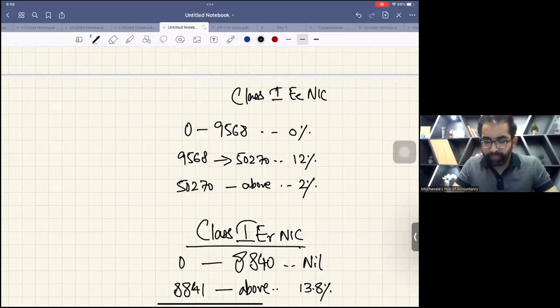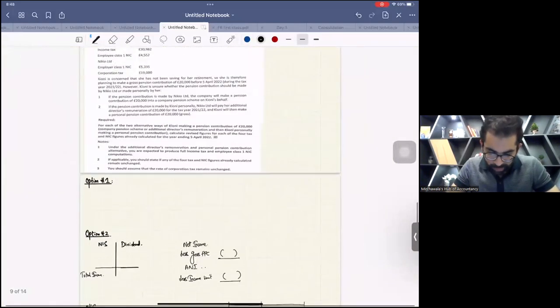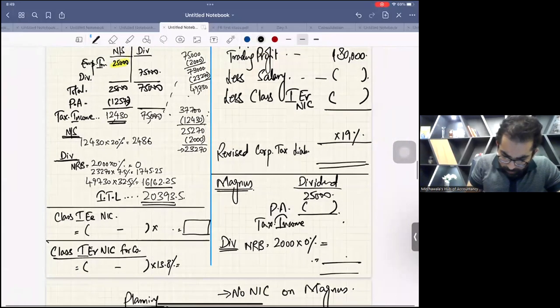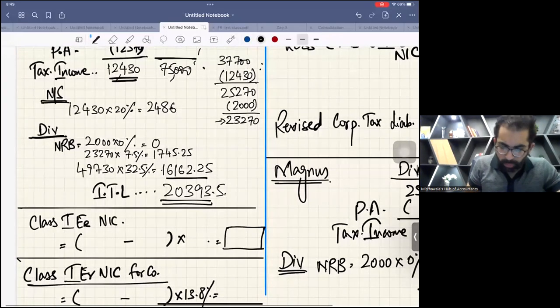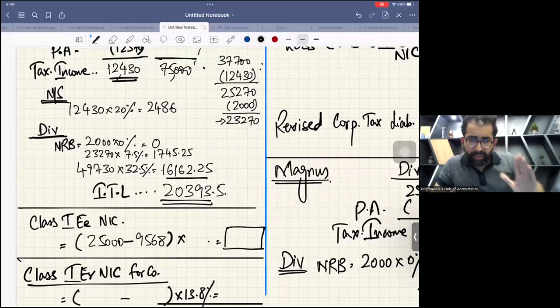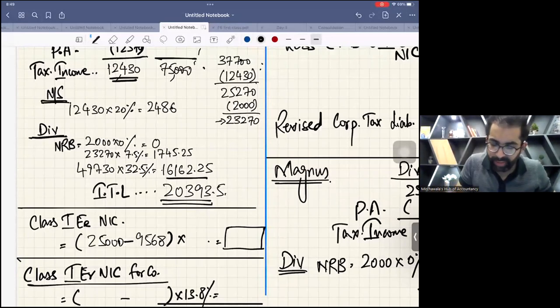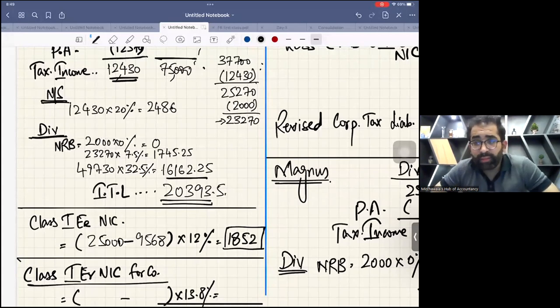So 0 to 9568. Now tell me, your employment income is 25,000. On the first 9568, there is no tax. So what you will do, 25,000 less 9568, the extra amount will come in the second band, and the rate of tax is 12%. Tell me how much? 1852, right? Round off, please. Class one employee NIC is 1852. Please don't act like kids. You have to give paper within 15 days. These are very basic things.